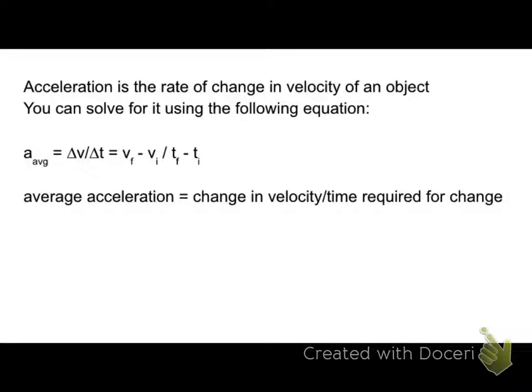Acceleration is the rate of change in velocity. So you can use the equation average acceleration is equal to the change in velocity divided by the change in time, or you can also say final velocity minus initial velocity divided by final time minus initial time. Either way you want to phrase that is fine. I find it easier to write change in velocity over change in time, and we're all old enough to know what that means.